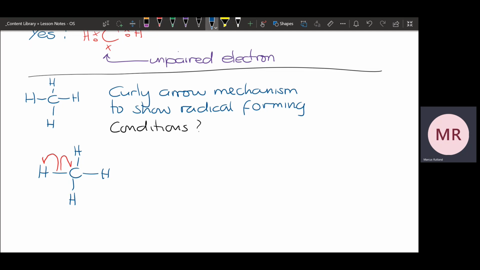The outcome of that would be that you would have a hydrogen radical. It's traditional to draw a dot next to a radical, but you're not wrong if you don't. And a methyl radical, so the CH3. Both of those now will have an unpaired electron where a single electron went back onto them.